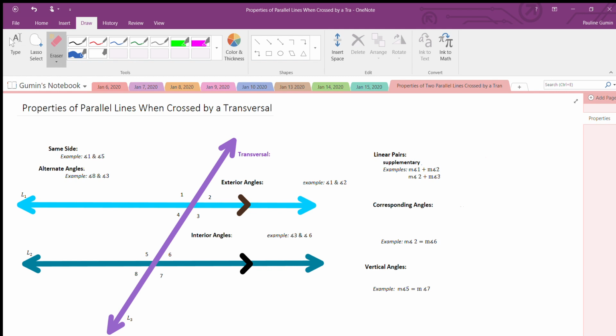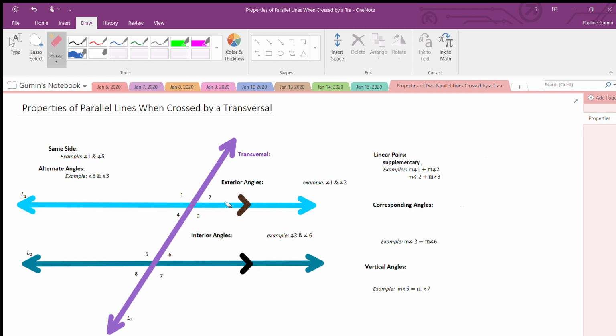So let's get started. First of all, you should notice that these two lines, this blue one and this tealish one, have these strange little arrows on them in black. That represents that they are parallel. That's how we represent parallel in a picture in geometry. We cannot assume that they are parallel without the symbols.